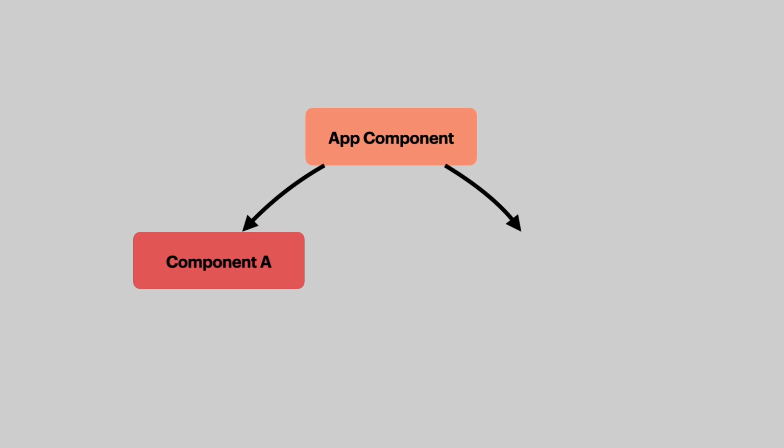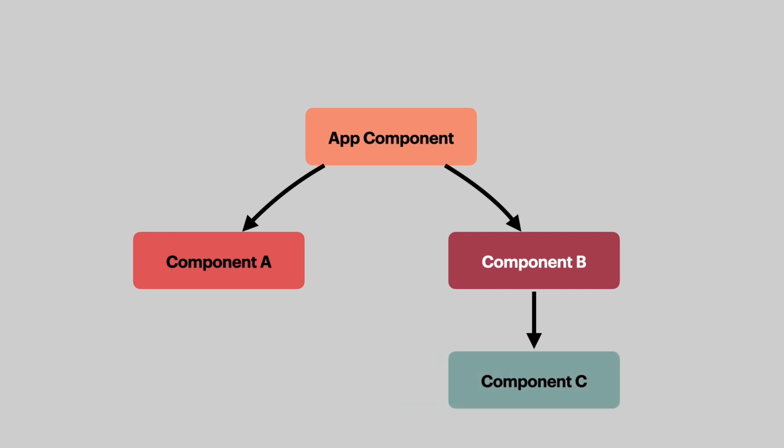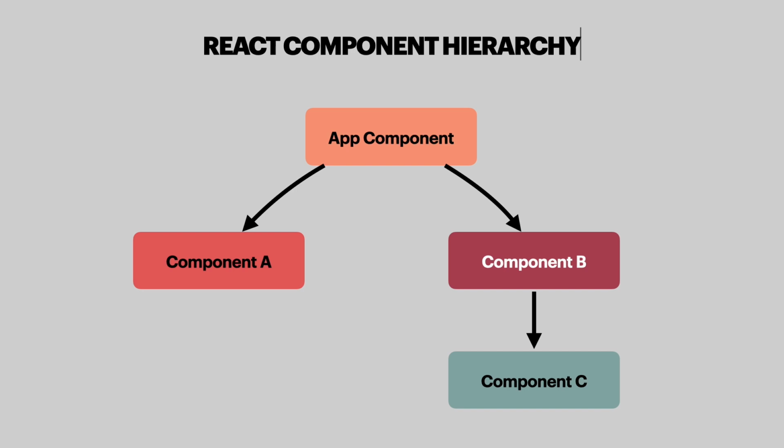Let's now take a look at the useContext hook in React. So imagine in your web application, we have a hierarchy of React components that resembles the hierarchy tree that you see currently on the screen. In this hierarchy, the parent component is the app component, and within that component, we have two child components, component A and component B. Component B itself also has a child component, which is component C.